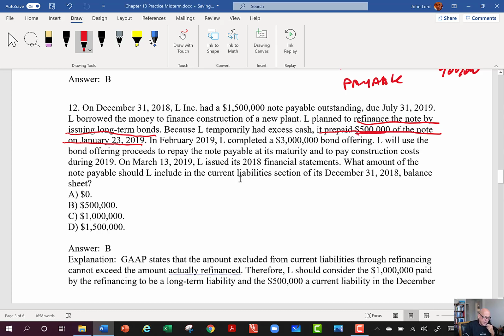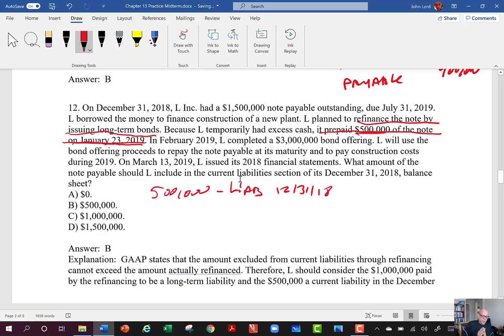500,000 of that, and I didn't pay it until January 2019. So I know that 500,000 was still outstanding as a liability at 12/31/18. I know that because they didn't pay it, or they paid 500,000 in that next year. So I know that that was still outstanding.